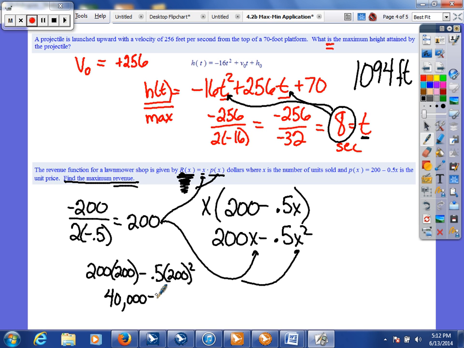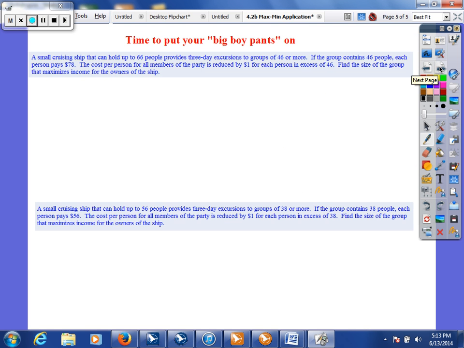And then what you do is you take half of that, or multiply it by 0.5. And then you get 20,000. And so if you subtract those two, you end up getting 20,000. And so that is your revenue. That's pretty good. I'd take 20,000. And so as a lawnmower shop, if you sold 200 units, that would maximize, if this was your revenue function. And what is the maximum revenue? 20,000.